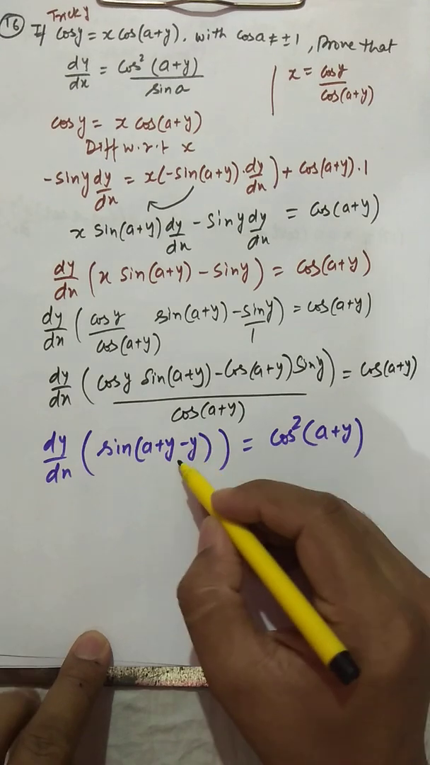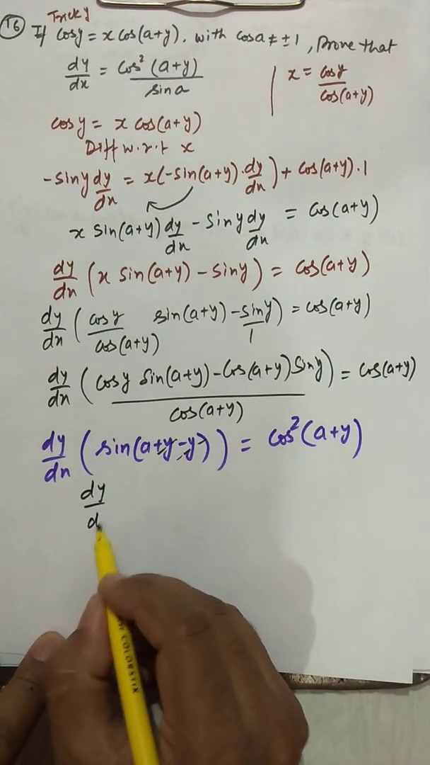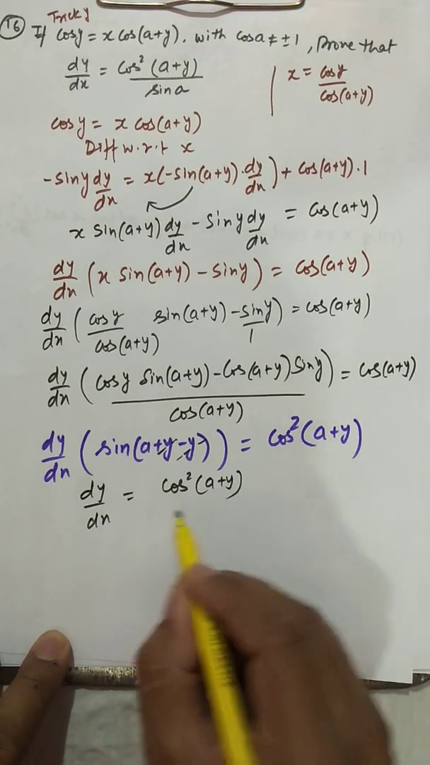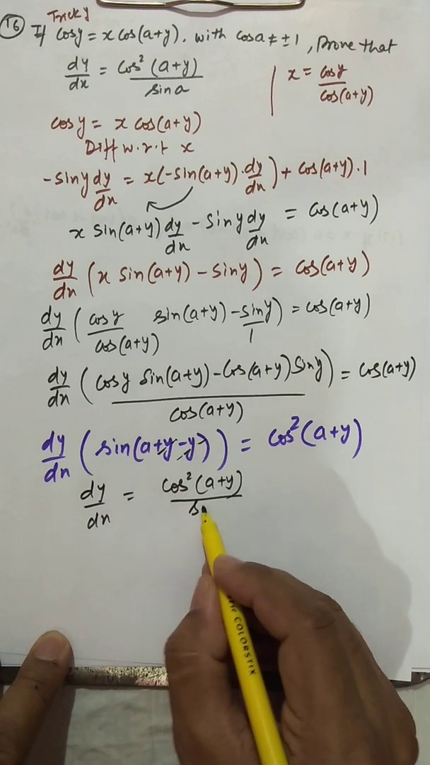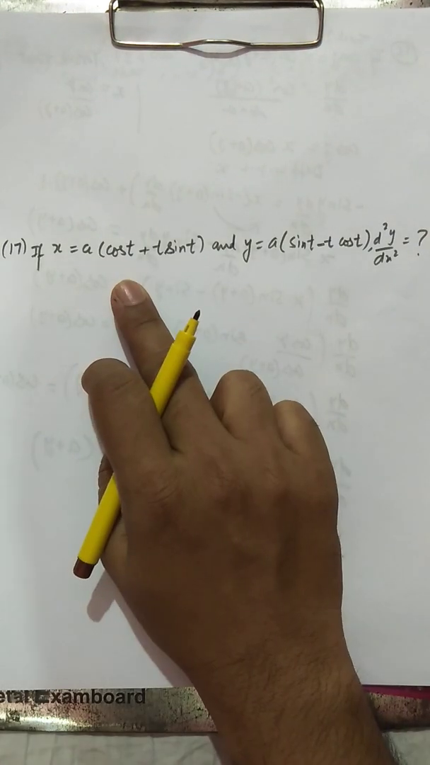So this y will get cancelled, so your dy by dx will be cos square a plus y, and this is your sine a. So this way you can find the answer, and this is a little tricky, not very much, so you have to start like how I have started in the beginning. Now come to this question number 17.